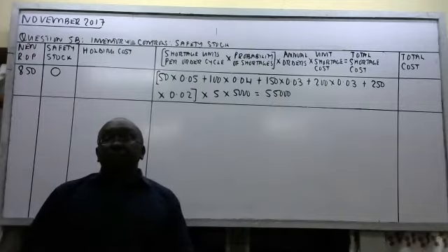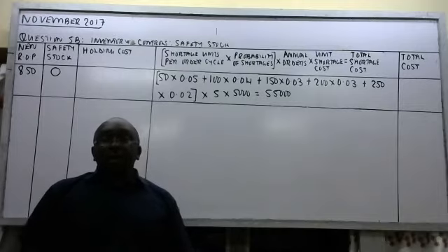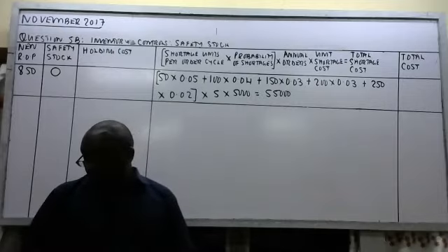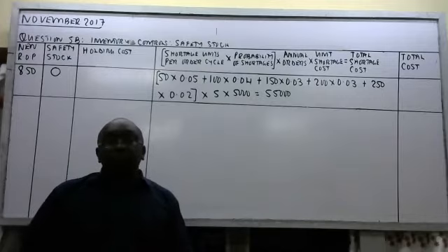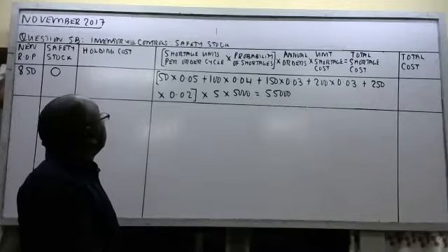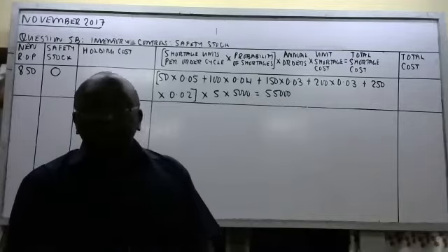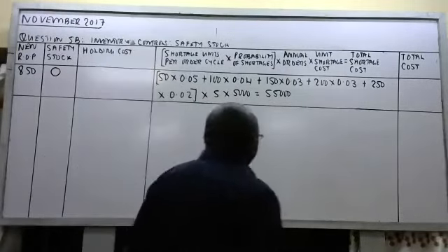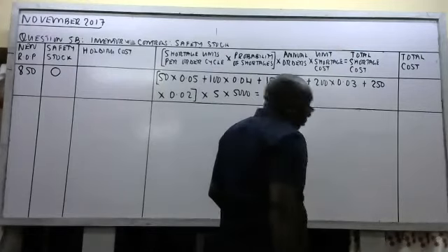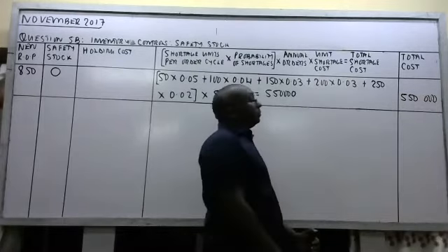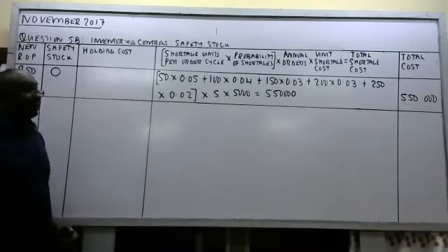To getting 55. Online, waiting for your answer. It is 550, yes, Ivarin, 550, yeah? 550,000. So sasa hiyo ndio itakuja weke hapa. 550,000.